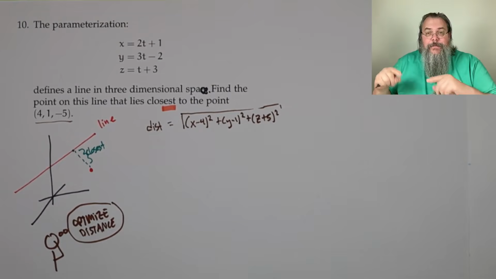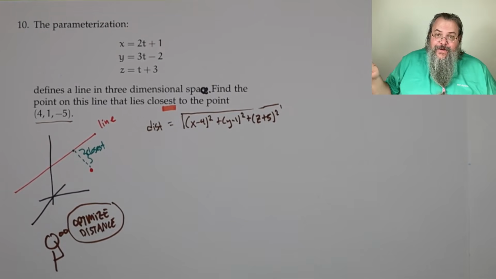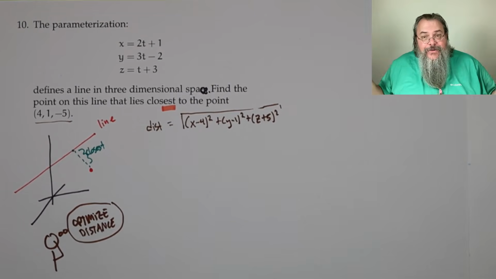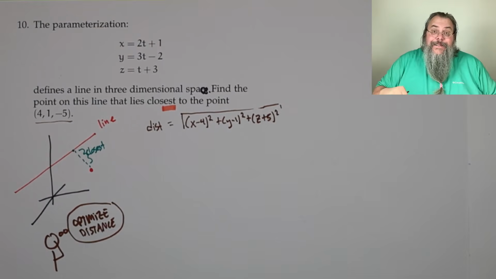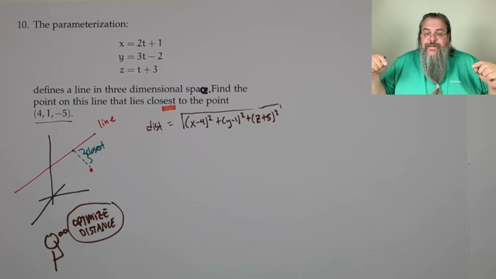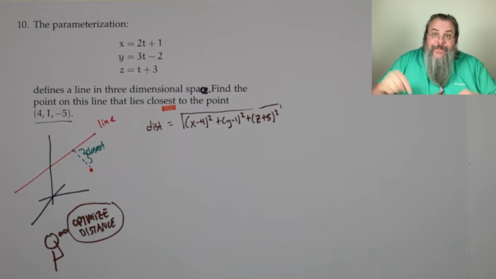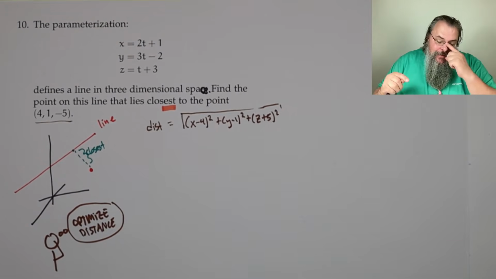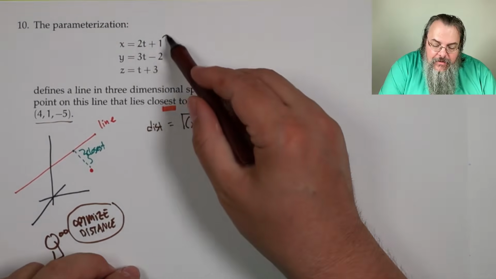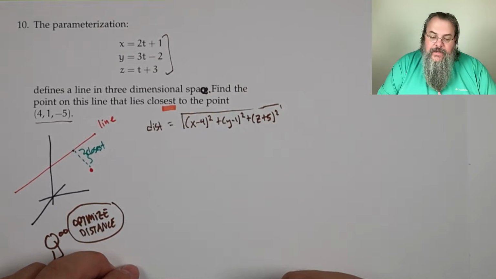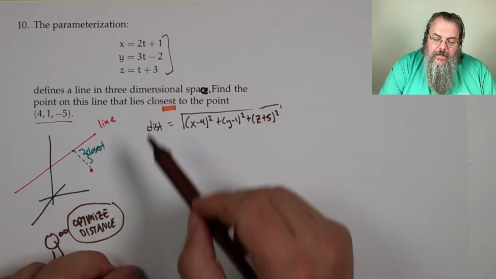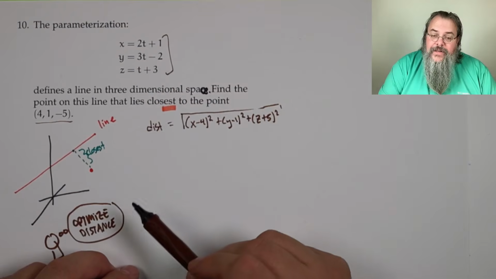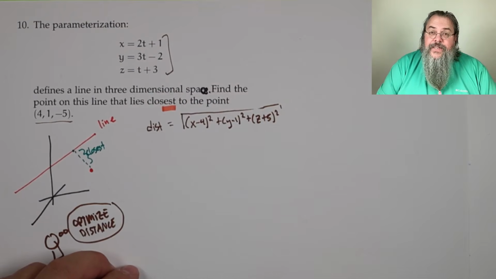However, there's a couple of things. This is an arbitrary xyz. We don't want an arbitrary xyz. We want an xyz on the line. So how do we get an xyz on the line? Well, we can replace x, y, and z by these formulas. Where we see an x, put 2t plus 1. Where we see y, put 3t minus 2. And where we see a z, put t plus 3.